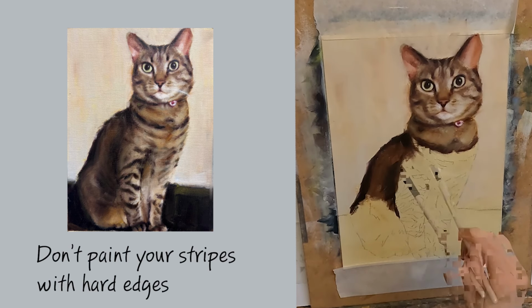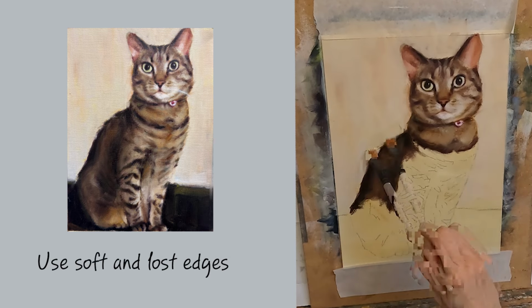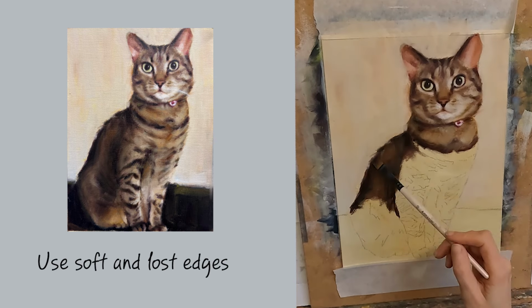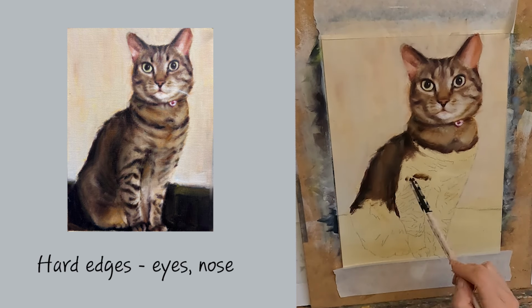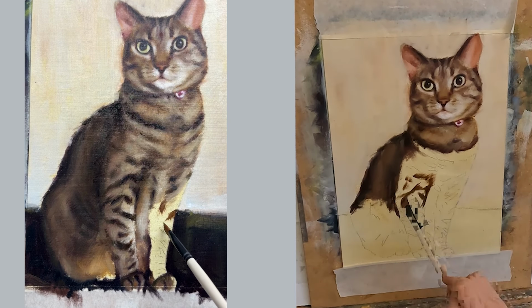One of the biggest mistakes made is painting the stripes with hard edges. I pretty much need a combination of soft and lost edges. Only around the nose and eyes do I need hard edges. The trick is to paint and destroy.